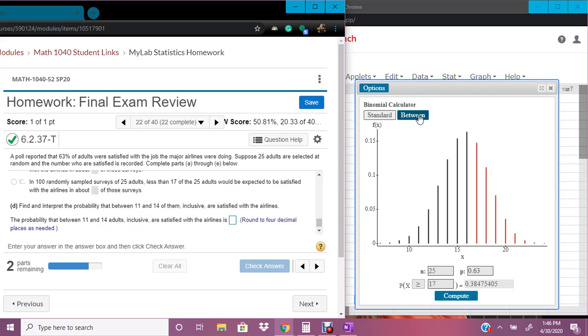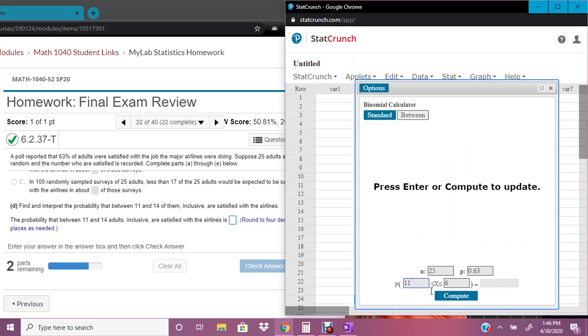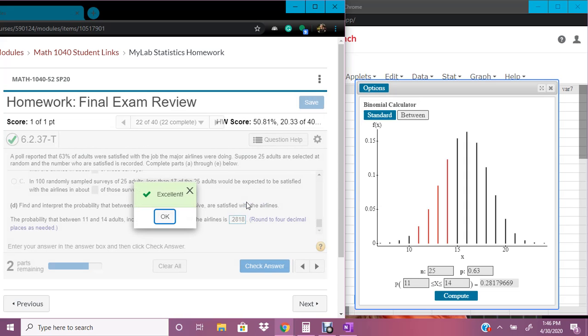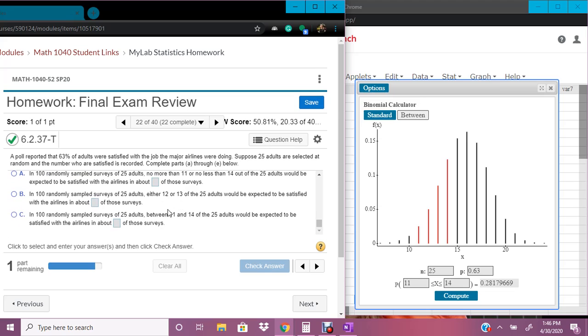And now we want between, so we click on between, and it saves our number and proportions. And then we change it to 11 and 14. Oops, I didn't mean to put that decimal at the end. And then the same thing, you times it by 100 or move the decimal place over 2. We want between 11 and 14.